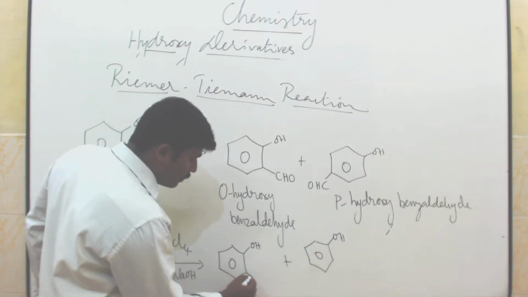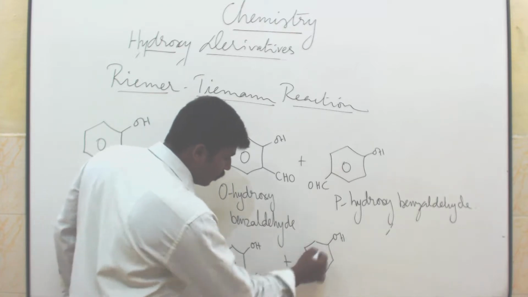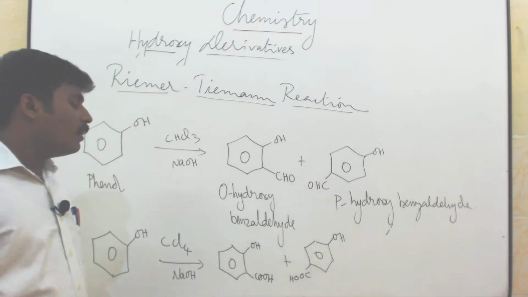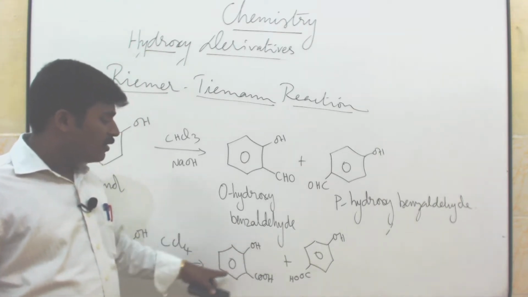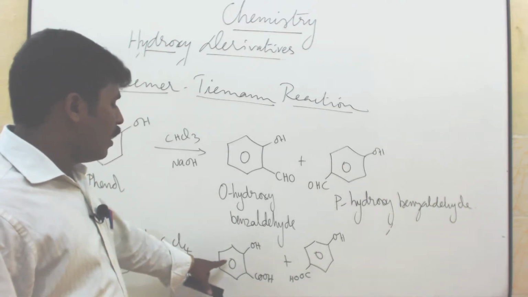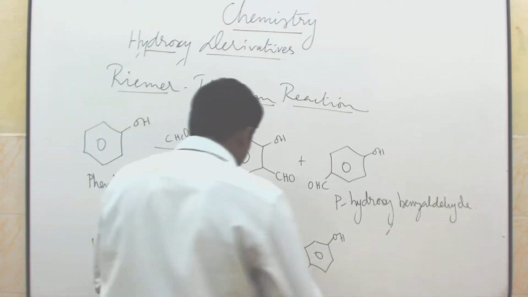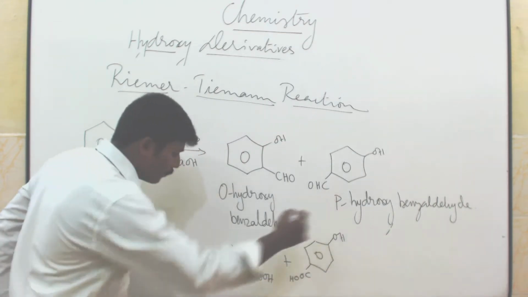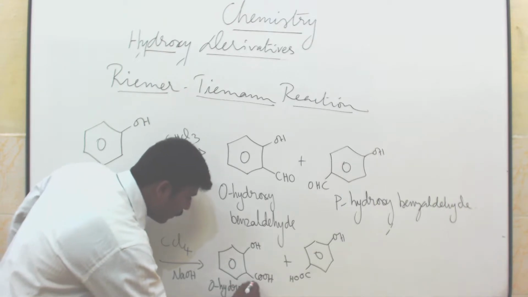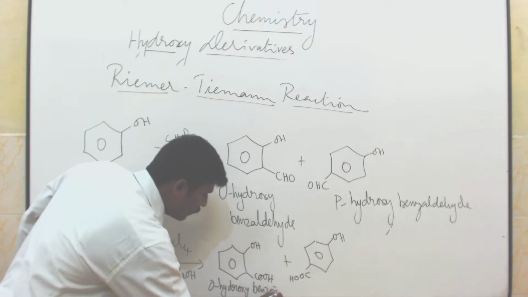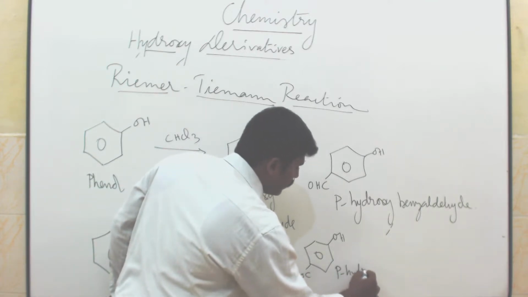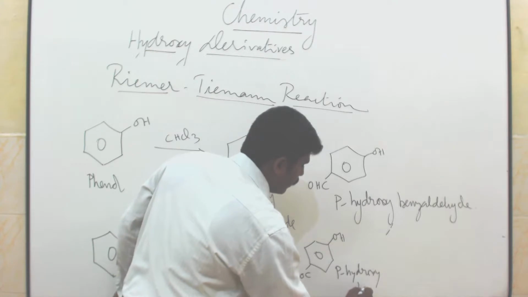See here, in ortho position one COOH group and in para position another COOH group, namely orthohydroxybenzoic acid, parahydroxybenzoic acid. Named as what? Ortho position hydroxy is there, so that orthohydroxybenzoic acid. This is nothing but parahydroxybenzoic acid.